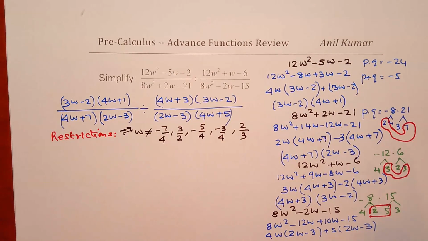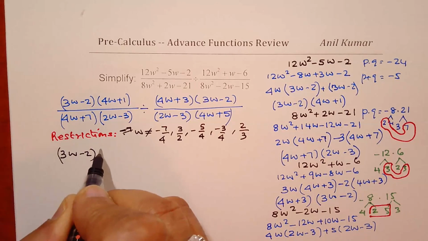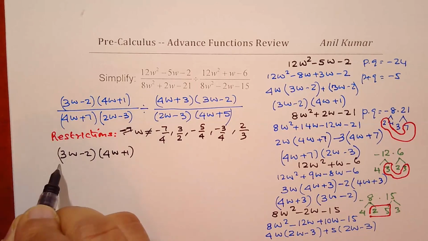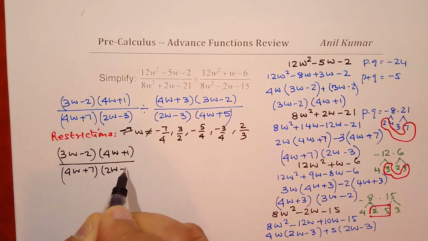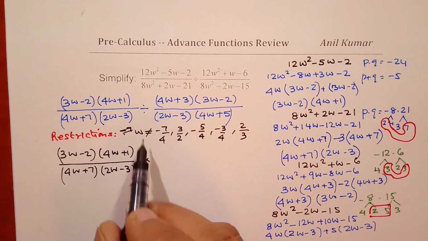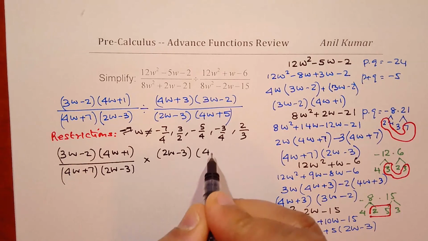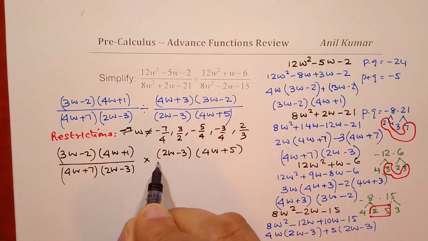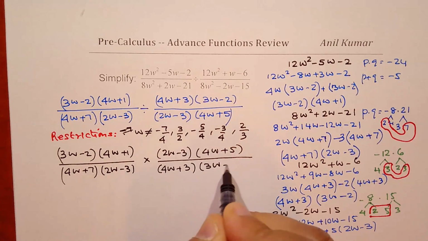Perfect. Now, let us rewrite this as a multiplication. We get 3w minus 2 times 4w plus 1 divided by 4w plus 7 times 2w minus 3, multiply. So when you multiply, you have to flip this, right? Multiplication is reciprocal of division. So we get 2w minus 3, 4w plus 5 divided by w plus 3 times 3w minus 2.